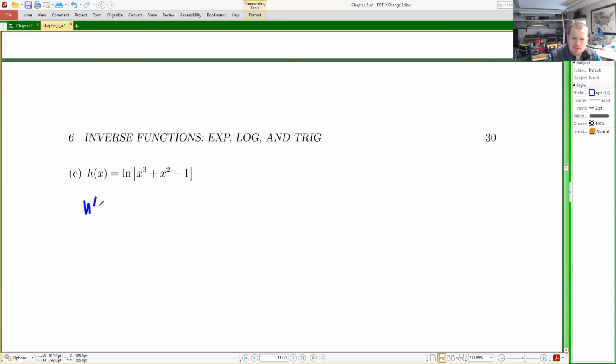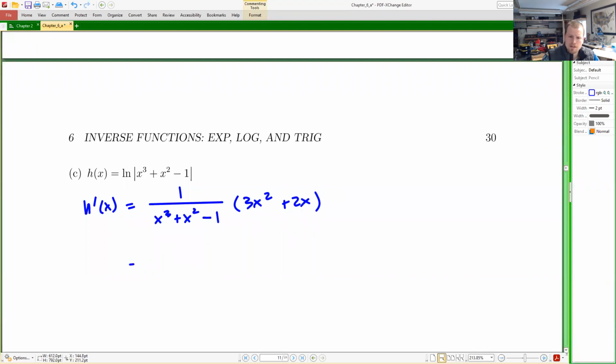So if I want to take the derivative of h, that is, find h prime of x, all that I need to do is ignore the fact that we're using the absolute value. It's still just 1 divided by what's inside of that. So that's x cubed plus x squared minus 1. And then I multiply by the derivative, 3x squared plus 2x.